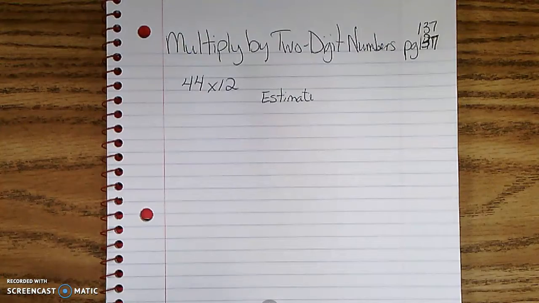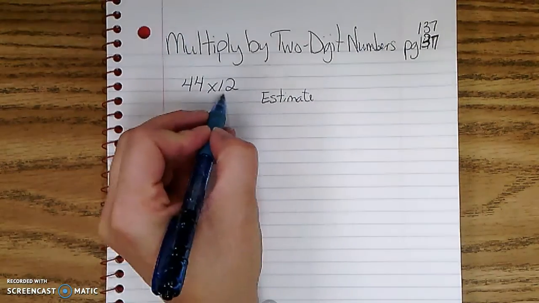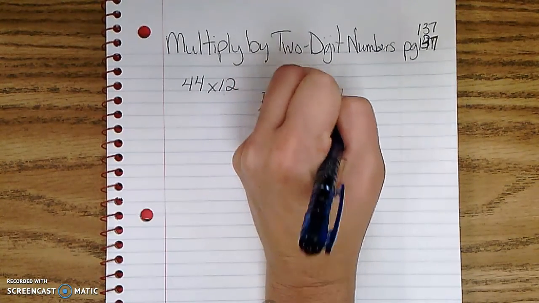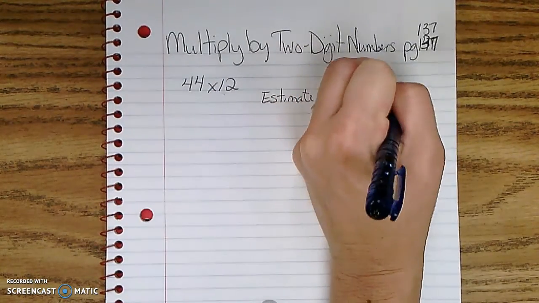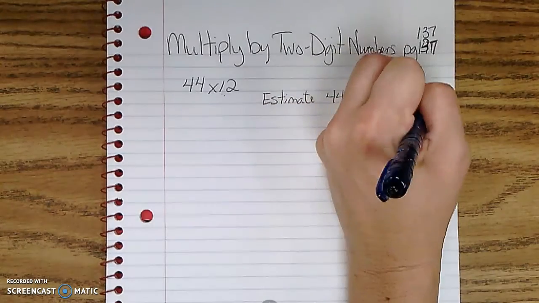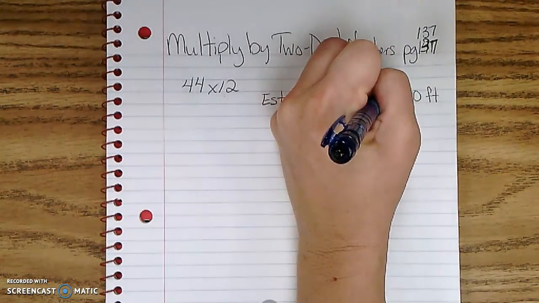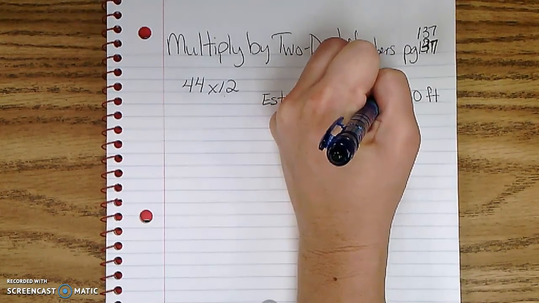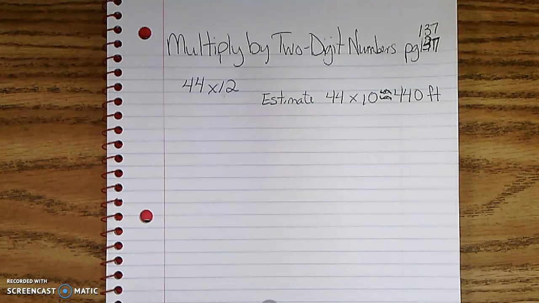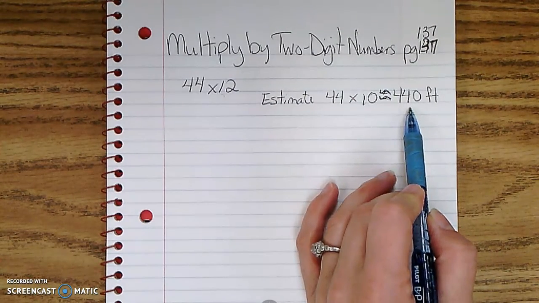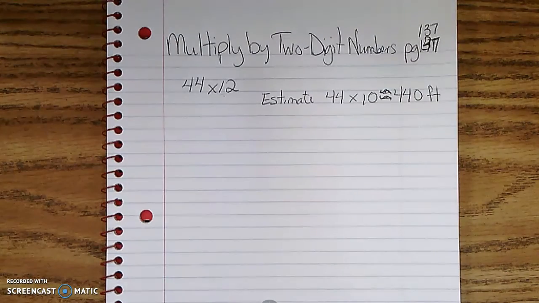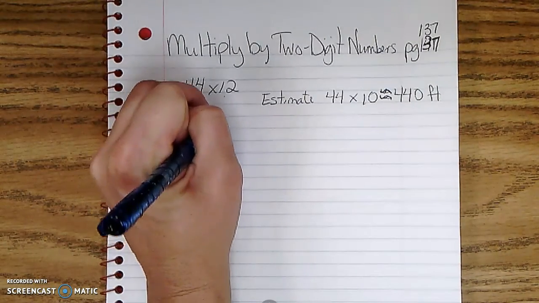close to. So if I estimate that, that 12 is very close to 10. So if I do 44 and I round this number to 10, I would get 440 feet. And that would be actually an about, because that's an estimation, so I need those wavy lines. So my estimate is 440 feet. So that's telling me that when I do my actual multiplication, my answer should be close to this. And if it's not, I've made a mistake in my calculations. So let's do the actual problem.